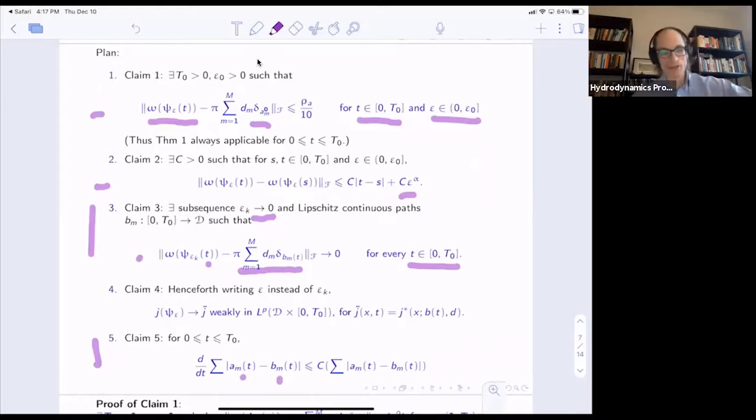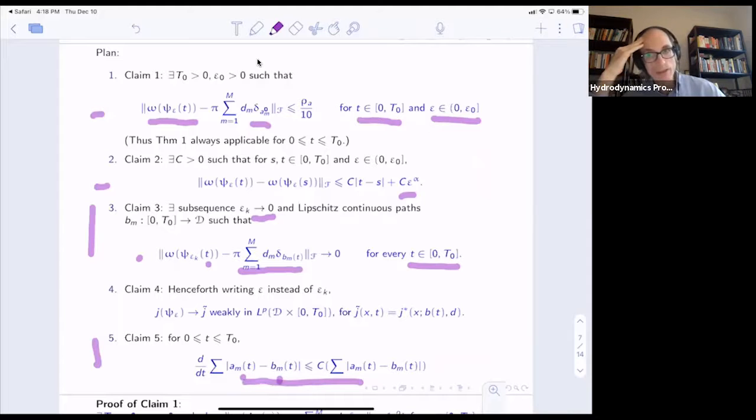And if I can do this up to some time t naught, then I can start at t naught and do it again, and I can extend it until the first collision, for example. I can extend it as long as the paths stay away from each other. So then, having found these limiting paths b sub m of t, I'd like to identify them with the paths that I get by solving the ODE. And that will follow from this last estimate, claim 5.